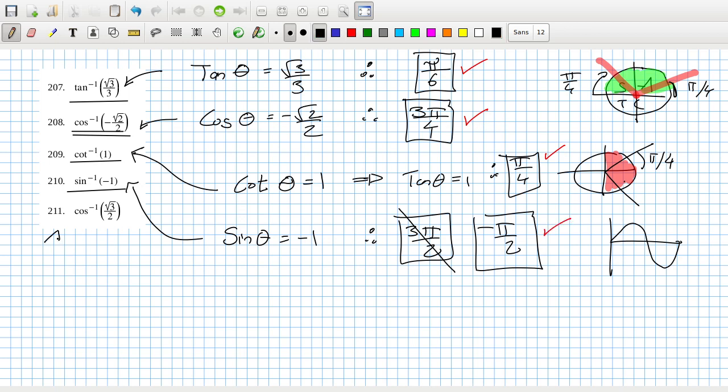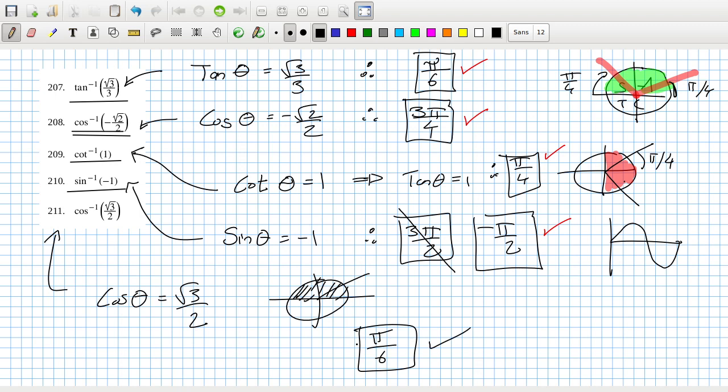And this one here, when will cos theta equal root 3 over 2? That one can be 0 to pi in this quadrant or in this quadrant. But it must be the first one. So, yeah, that's pi over 6.